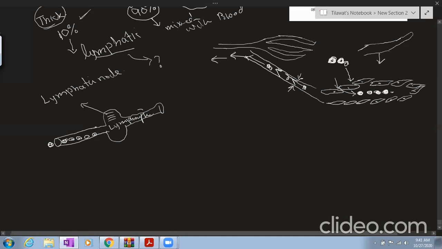So why are they cleaning from pathogens? Maybe the tissue or the cell through which this lymph passes may be an infected tissue. Because of that, the lymph may contain some toxic material. Before mixing with blood, it has to pass through these lymph nodes, right? So the lymphatic node is actually cleaning the blood. Okay.